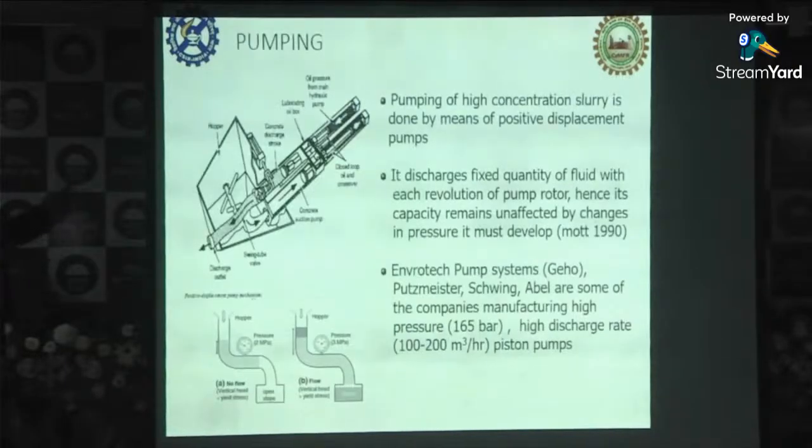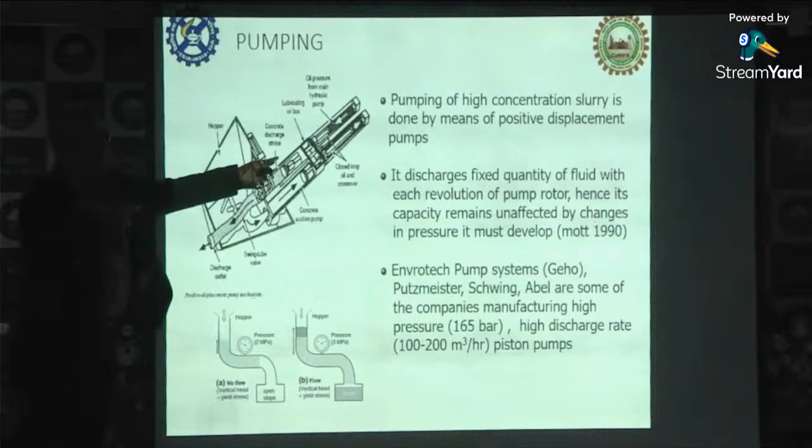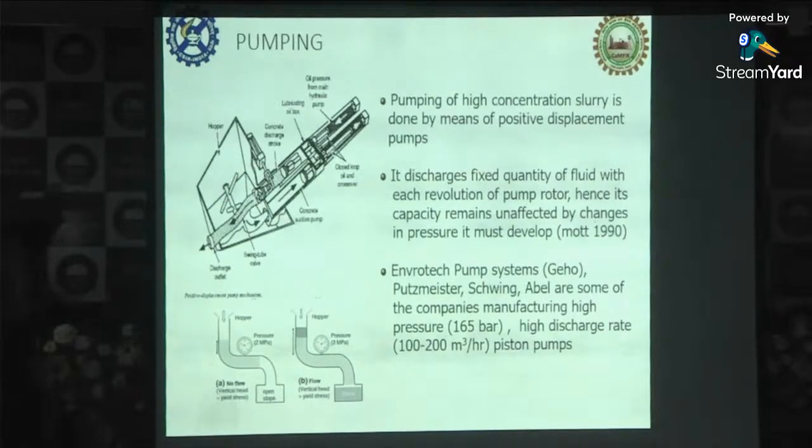This is the pump which is used for pumping the paste. That is a double acting piston pump. When one piston moves up and the other piston goes down, there will be a constant flow. Because of this there is some pulsation, which is reduced by pulsation dampeners that they use in the plant. The pump manufacturers are basically Putzmeister, Schwing, and Abel. These are a few pump manufacturers that supply pumps for paste plants.